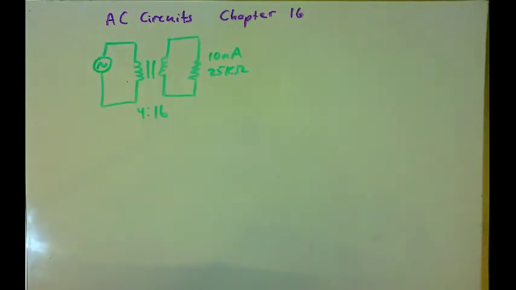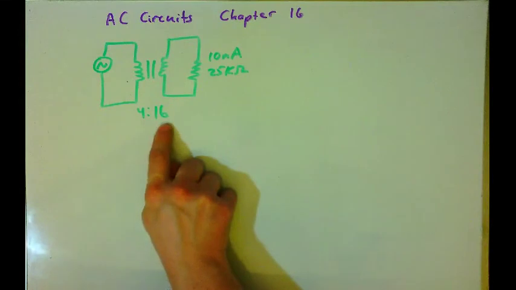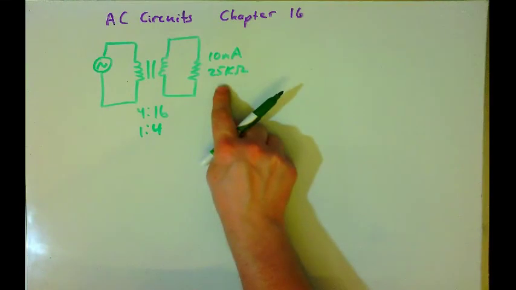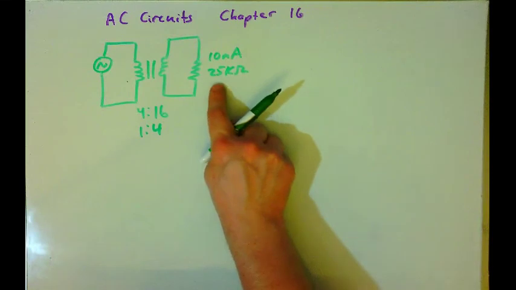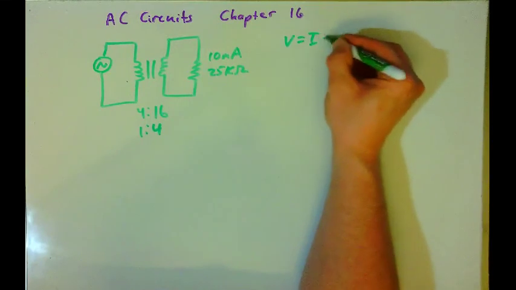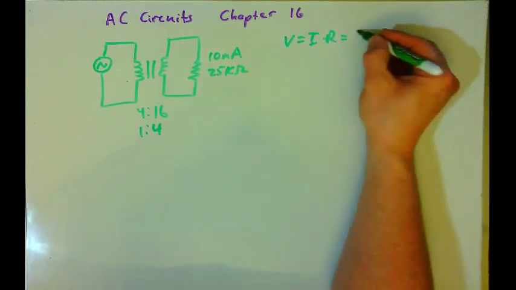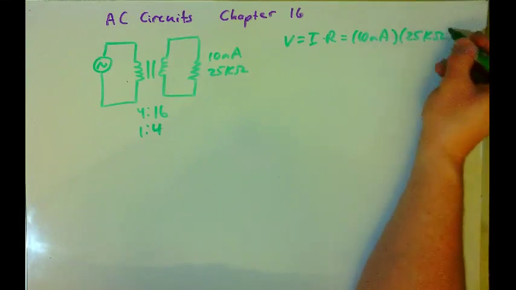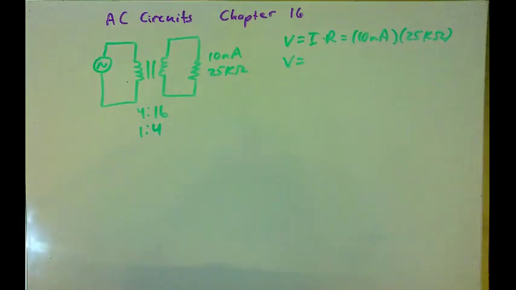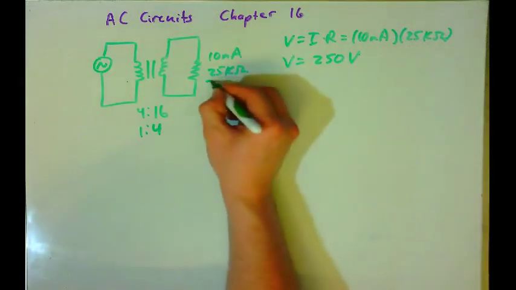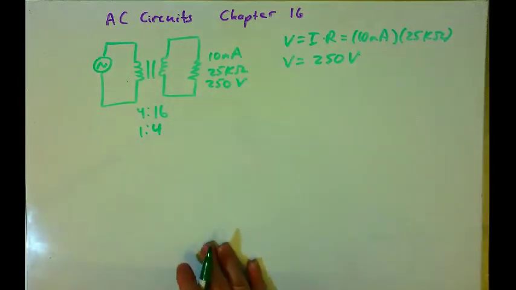This will be our last example. This time we have a transformer circuit that has a turn ratio of 4:16. That reduces to 1:4. And 10 milliamps in the secondary, 25 kilo ohms in the secondary. And that's all we know so far. So let's start by finding the voltage here in the secondary. The voltage will be equal to the current times the resistance, or the impedance, which would be 10 milliamps times 25 kilo ohms. The voltage will be 250 volts. The voltage here is 250 volts.